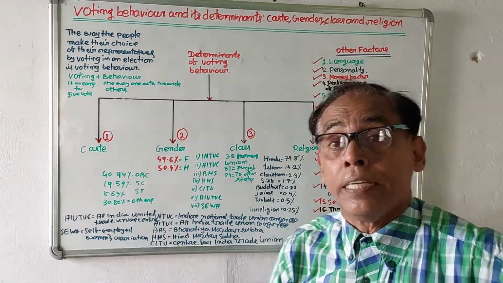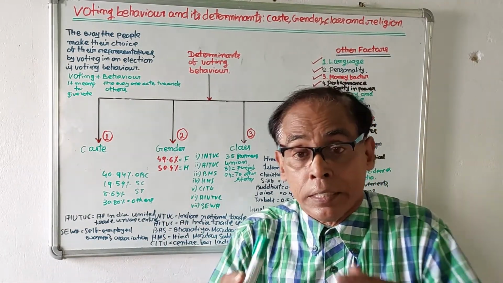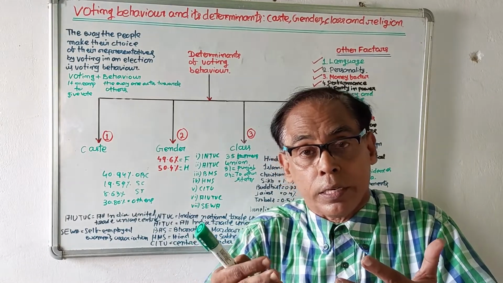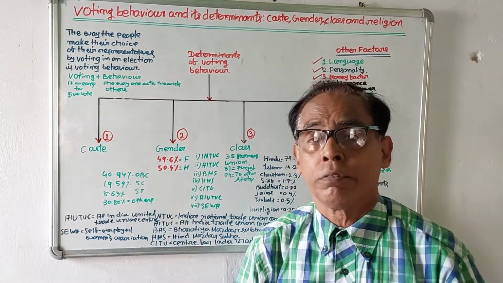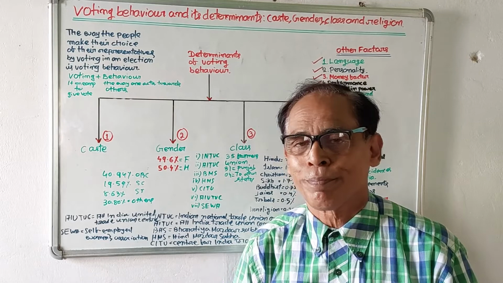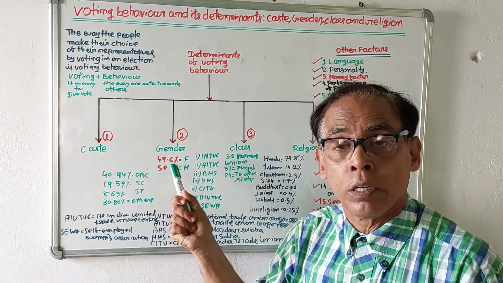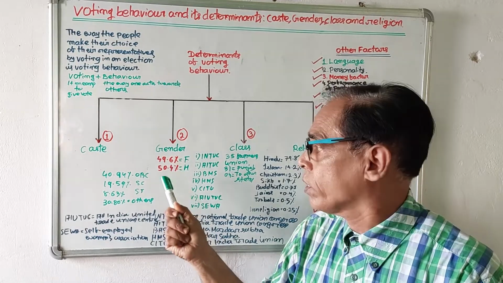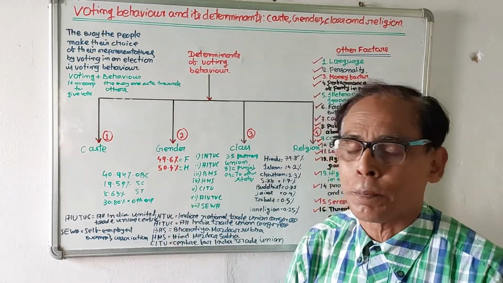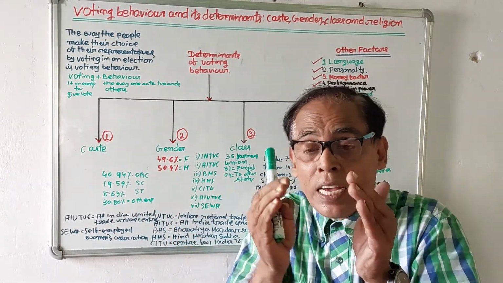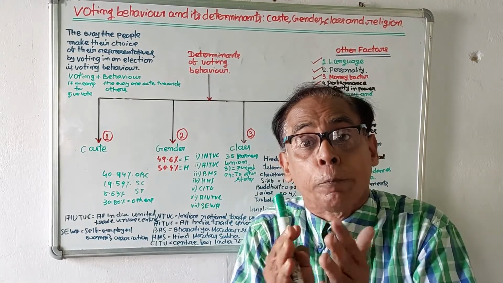And number two, gender. Gender is also an important determinant of voting behavior. In India, 49.6% are female and 50.4% are male. So in India, about 50% are female.